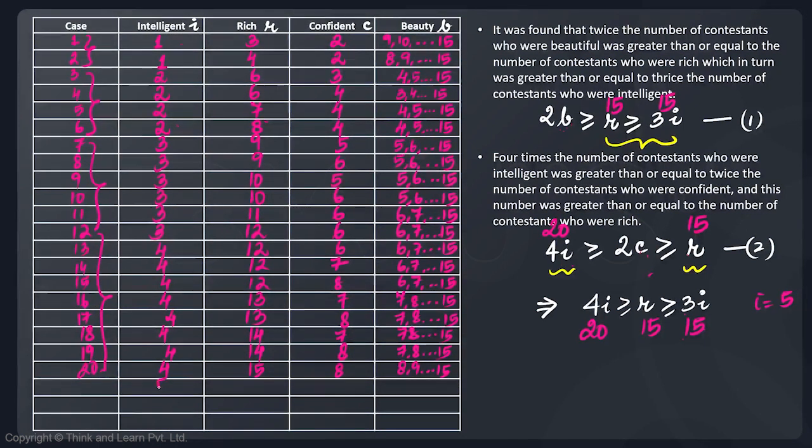So when I is 5 and R is 15, now we need 2C greater than 15. So it could be 16, it could be 18, it could be 20. 2C is 16, that means C could be 8. 2C is 18, it could be 9. 2C is 20, it could be 10. And 2B should be greater than or equal to 15. That means 2B should be 16 and above. That gives us B should be 8 and above. So 8 to 15 is what we will have.